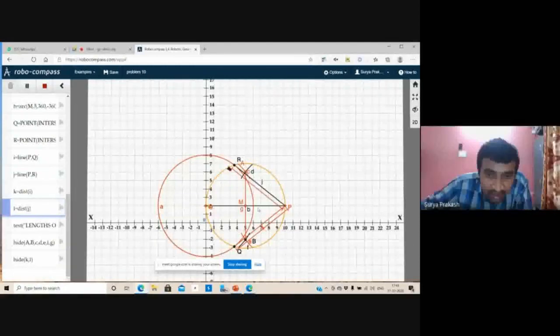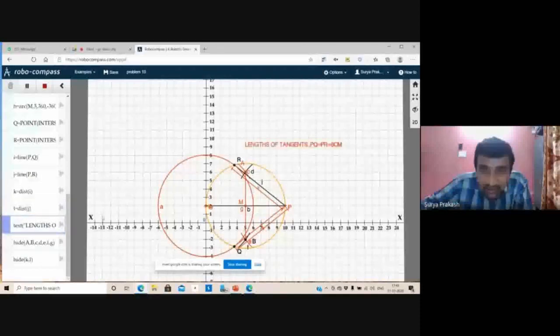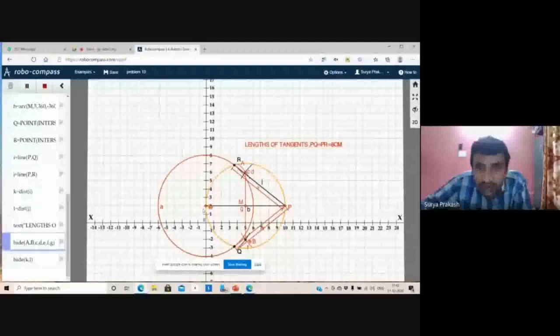So finally, you can give the caption also. Length of tangents PQ is equal to PR is equal to 8 centimeters. So distance. These are some of the commands. I can show one more construction, one more file.